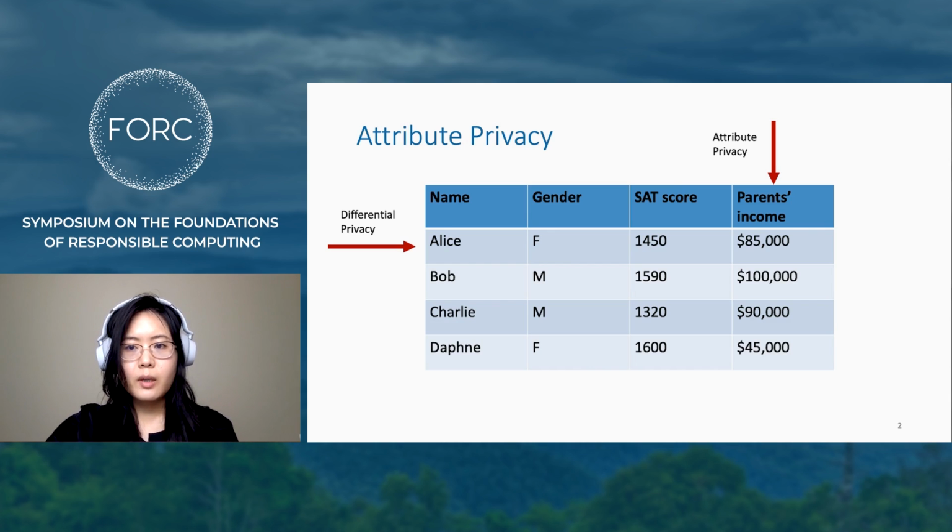In this example, the owner may wish to publish the average SAT score of its students, and let's assume that's non-sensitive information. However, we know that SAT scores are correlated with other sensitive attributes such as race, gender, and socioeconomic status. So even though SAT score is not sensitive, privacy protection is still needed to prevent leakage of these other attributes.